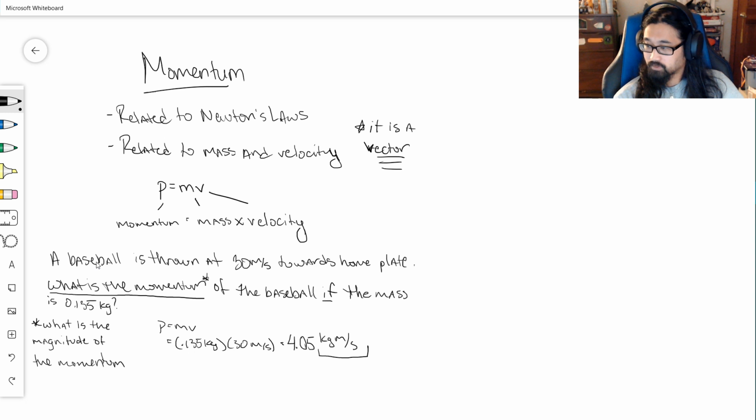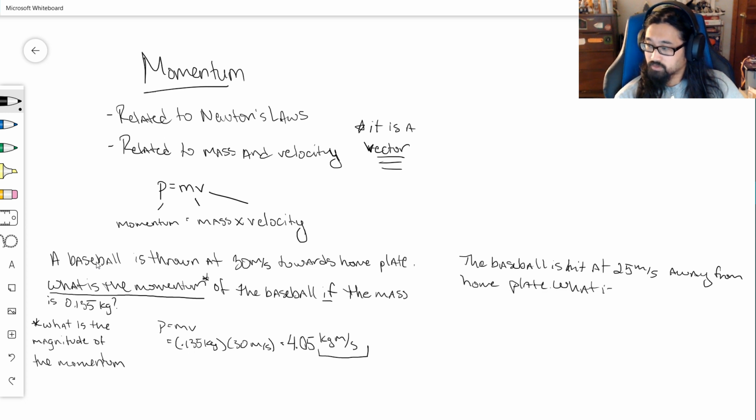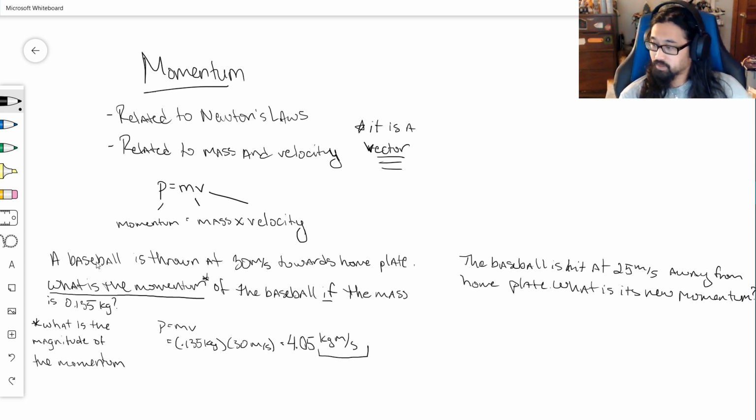Now, let's take a follow-up. Baseball is hit at 25 meters per second away from home plate. What is its new momentum? Really, what is the magnitude of its new momentum? So we still have that P equals m times v. That's 0.135 kilograms times 25 meters per second. And if I do a little more math, we have 3.375.